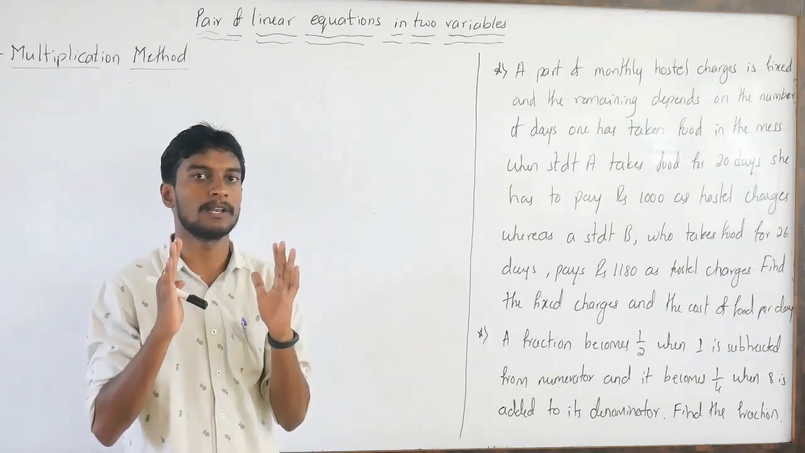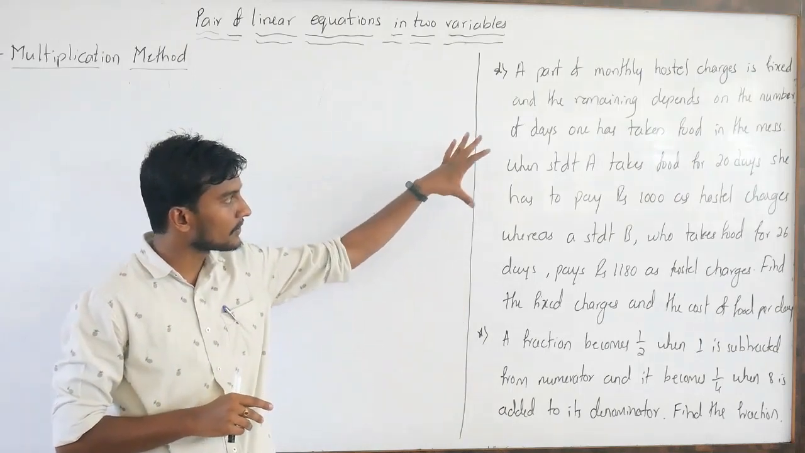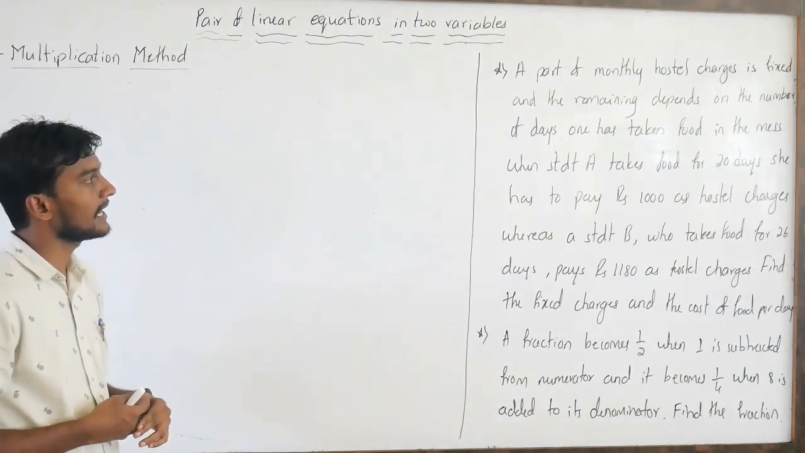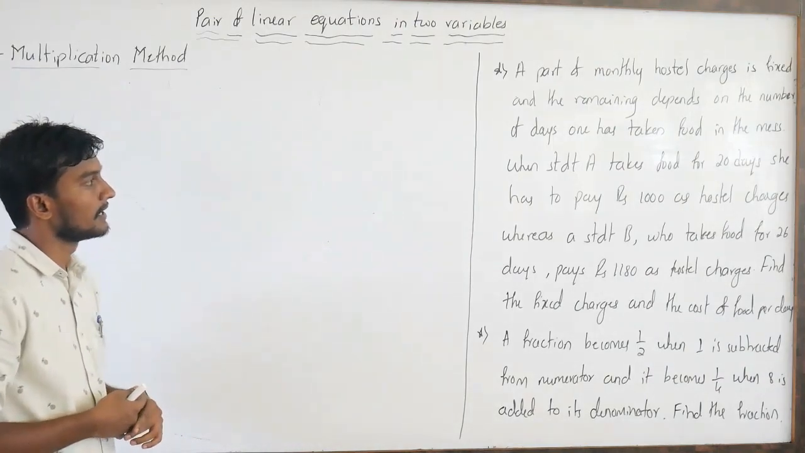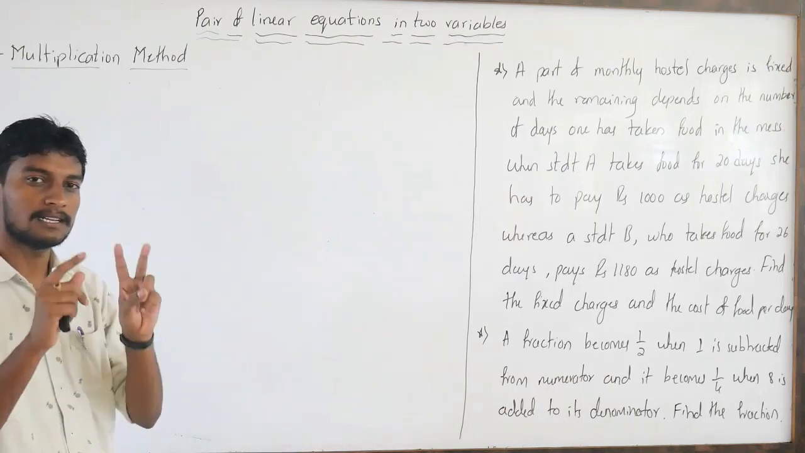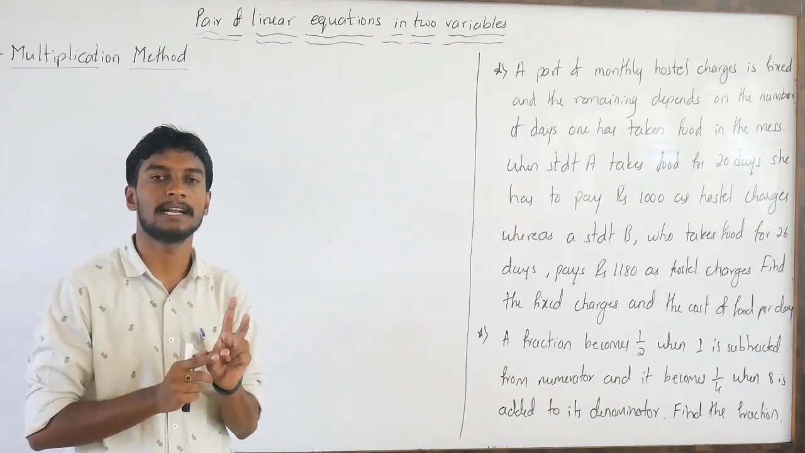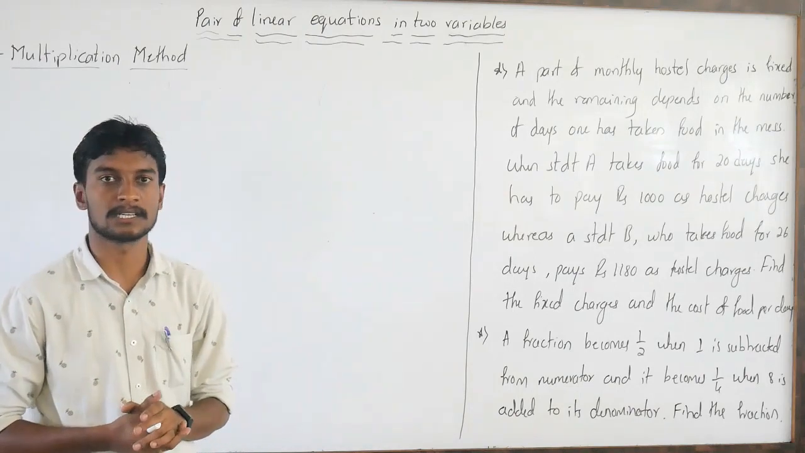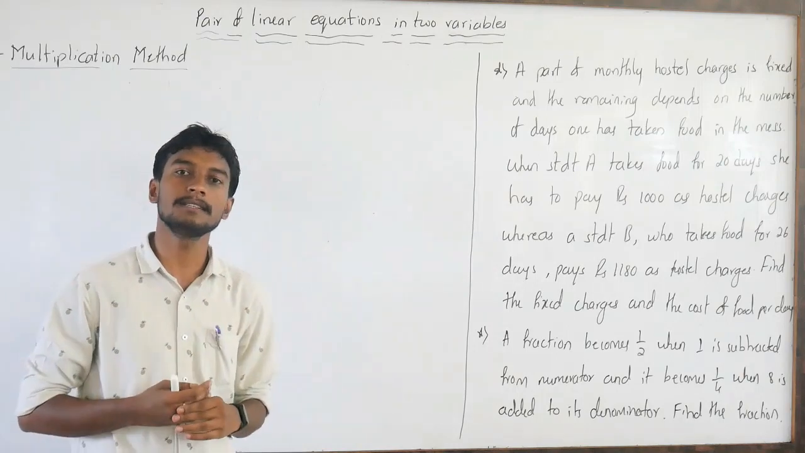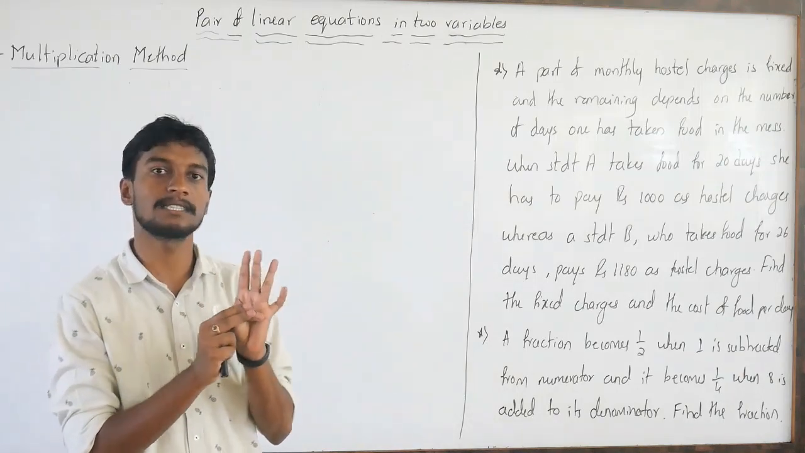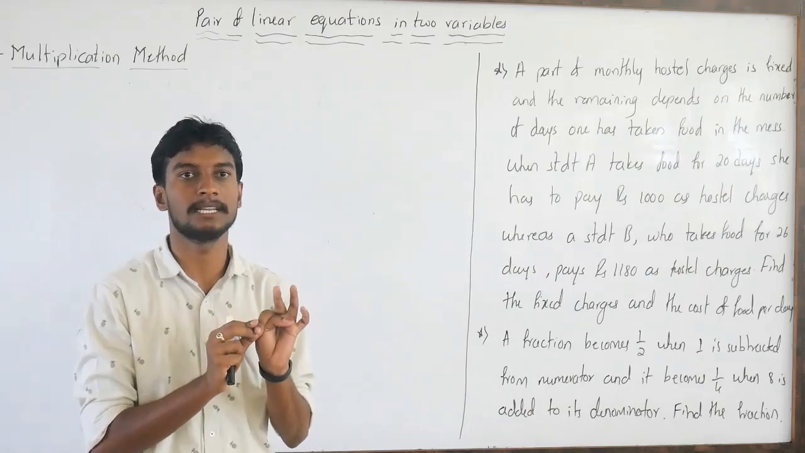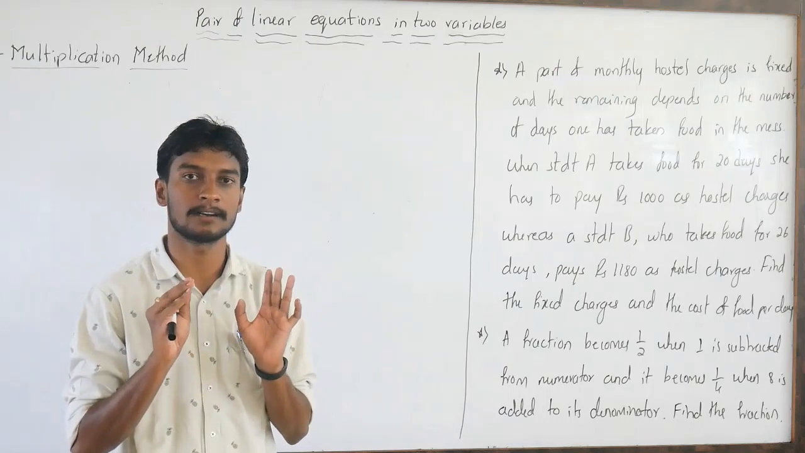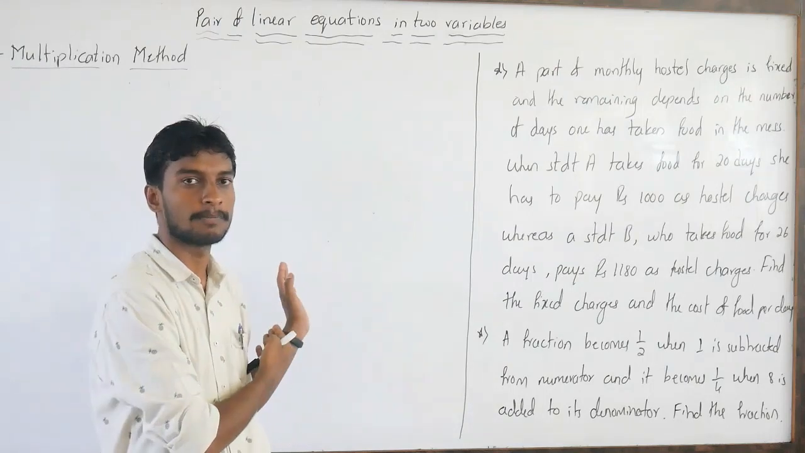Here it contains a fixed charge and a cost of food per day. So there are two values we have to find. According to the question, a part of the monthly hostel charge is fixed and the remaining depends on the number of days one has taken food in the mess. There are two students, student A and student B. Student A pays 1000 rupees as a hostel charge. In that 1000 rupees, the fixed charge is there and the cost of food per day is also there. We don't know how many days she has taken food in the hostel, so we need to find that.